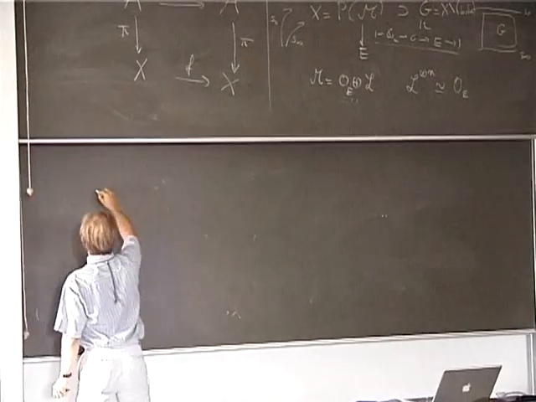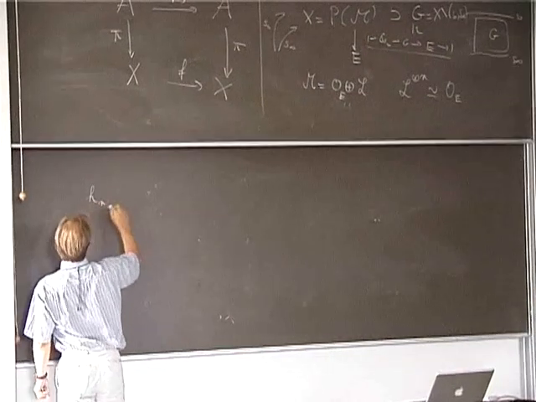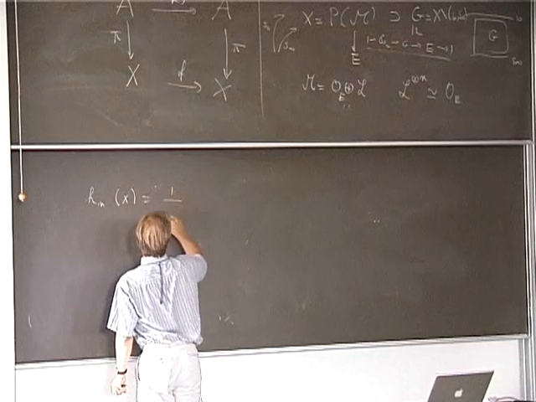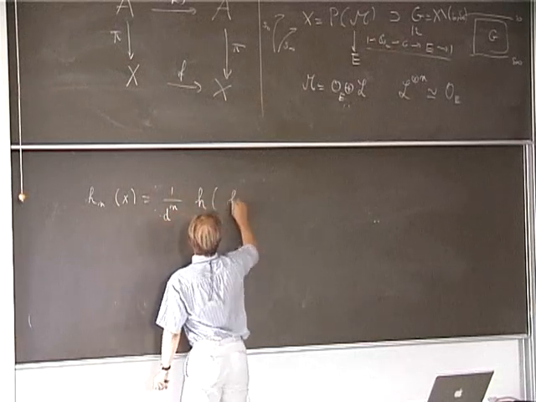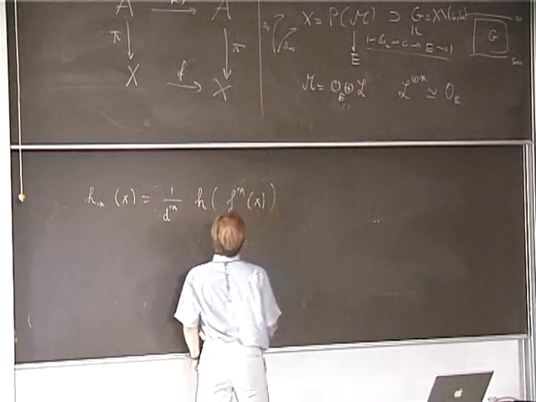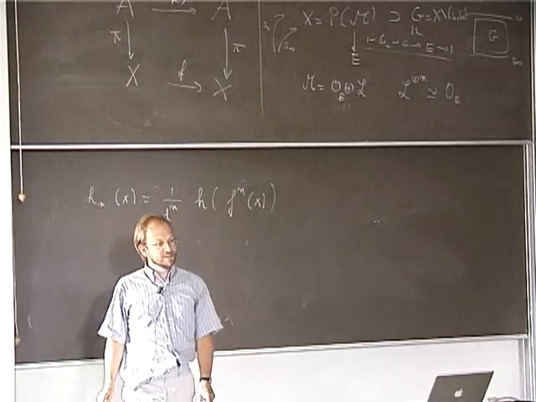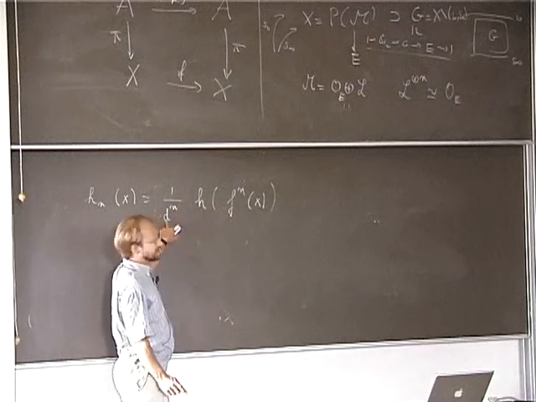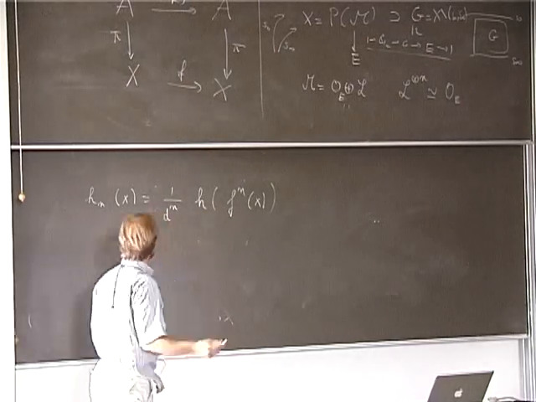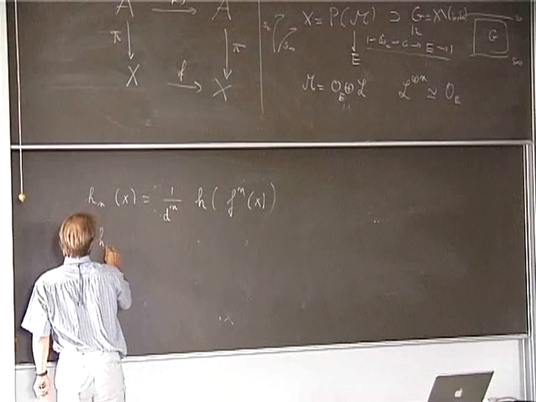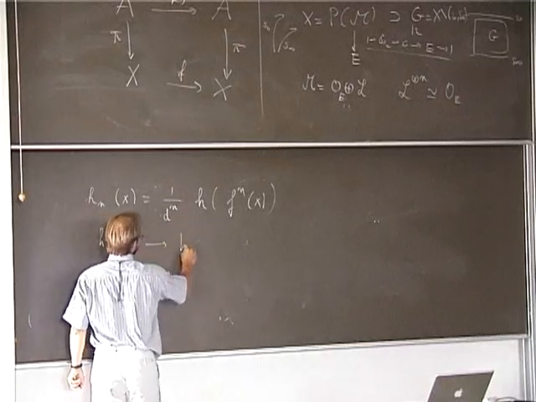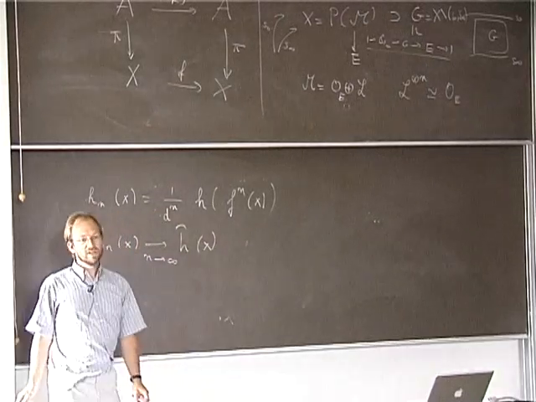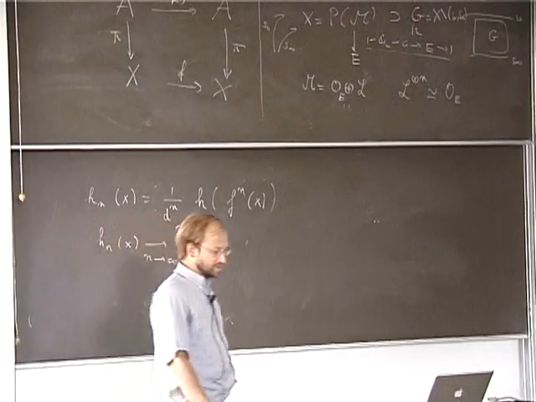For instance, you define h_n of x equals 1 over d to the power n times the height of the nth iterate of x. You take the nth iterate of x, compute its height, and divide by d to the power n, and you can prove that h_n of x converges to something which you call h hat of x as n goes to infinity.